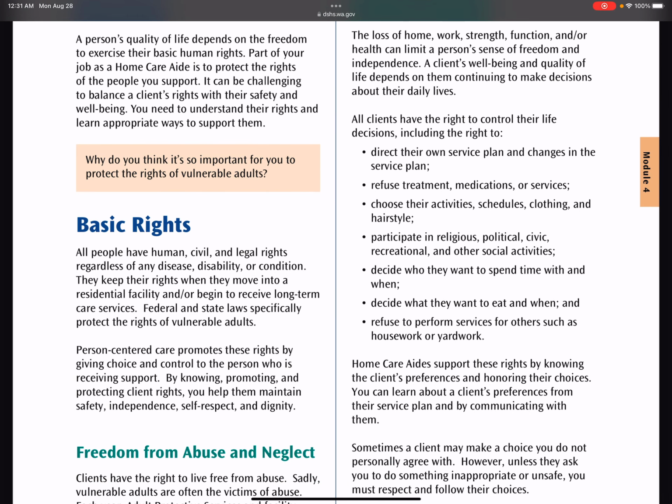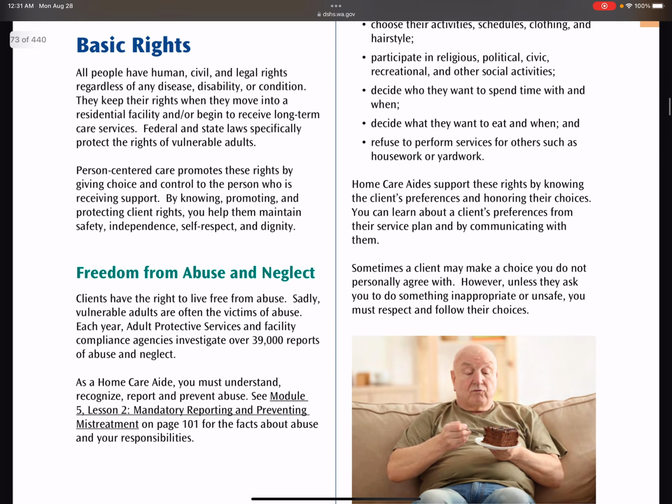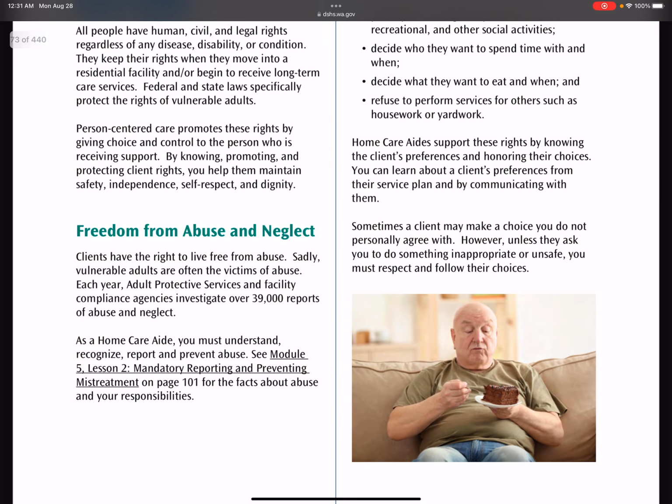Basic rights. All people have human, civil, and legal rights regardless of any disease, disability, or condition. All clients have the freedom from abuse and neglect. All clients have the right to self-determination, the right to control their life decisions.